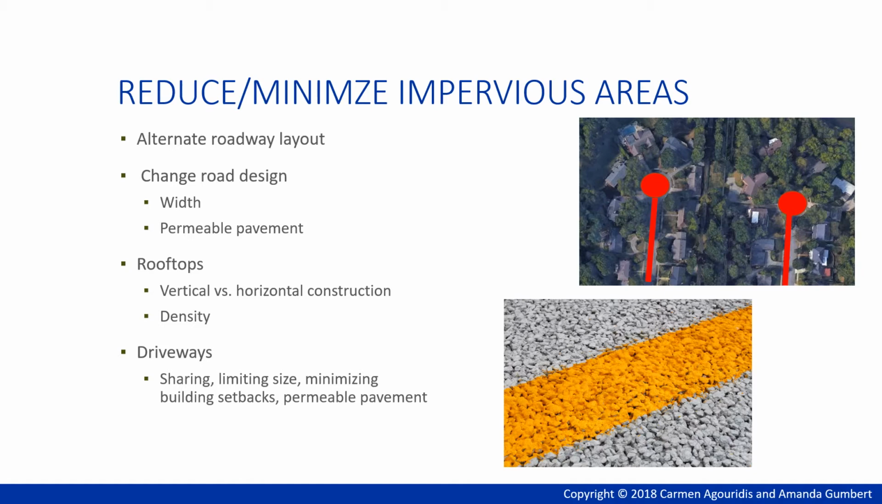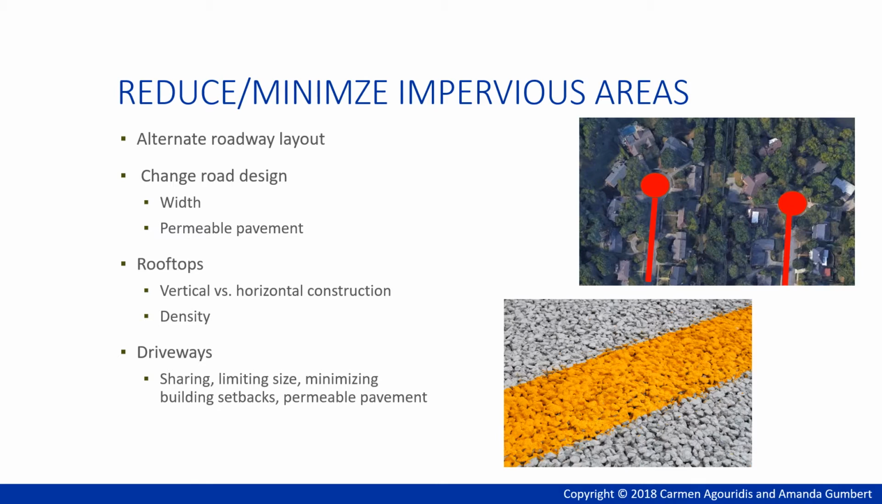Another way to decrease the amount of impervious surface is to decrease the width of roads and/or use permeable pavement, as seen in the bottom photo. Many older roads allow for the flow of two-way traffic as well as on-street parking. Designing roads without on-street parking is one option, as is installing permeable pavement in areas of low traffic loads and speeds.